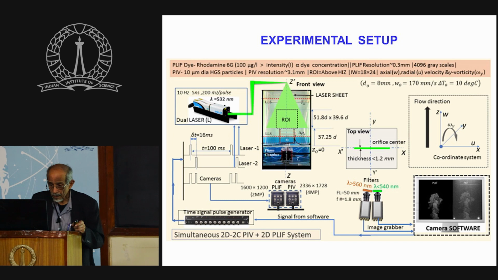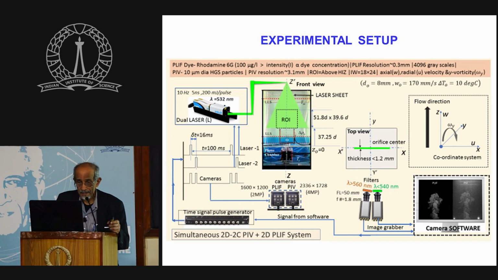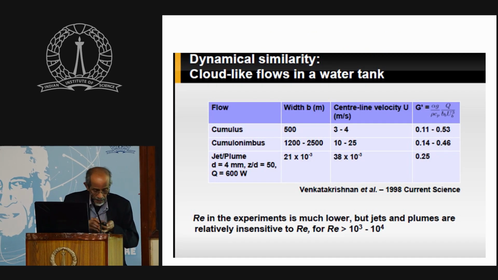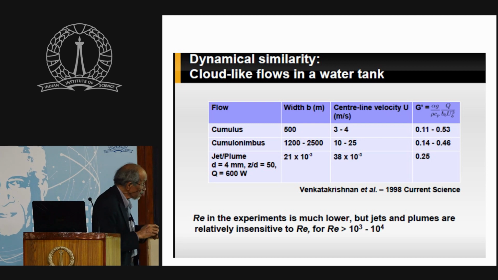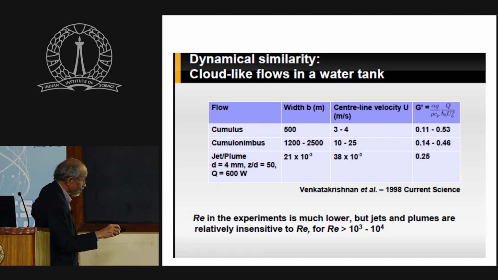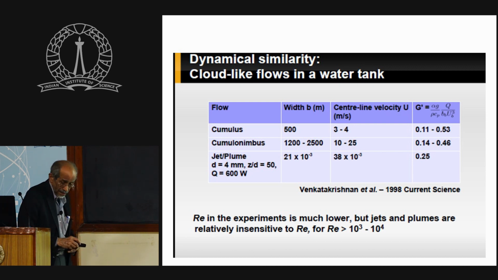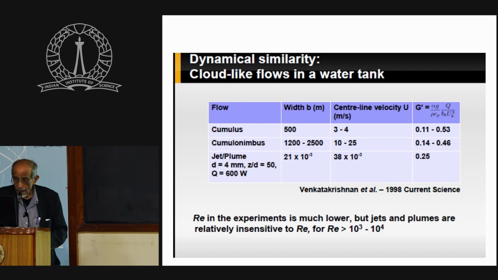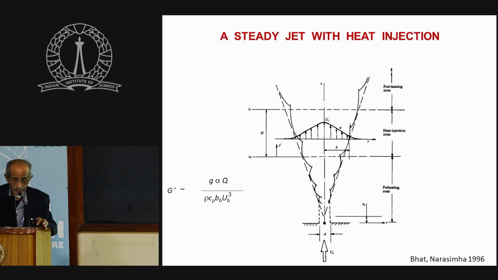So this is another part of the setup. I won't go into that. So now, here is a comparison between the values of that parameter G on the cumulus cloud, 0.1 to 0.5, cumulonimbus, jet plume, and 0.25 and so on. This was all worked out by Venkat Krishnan about what those numbers should be. And so Bhatt set up this flow.